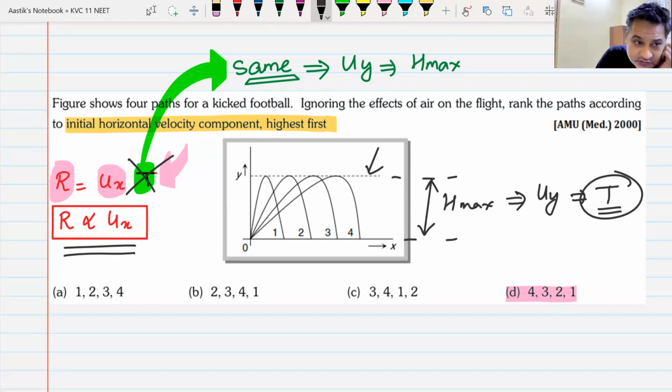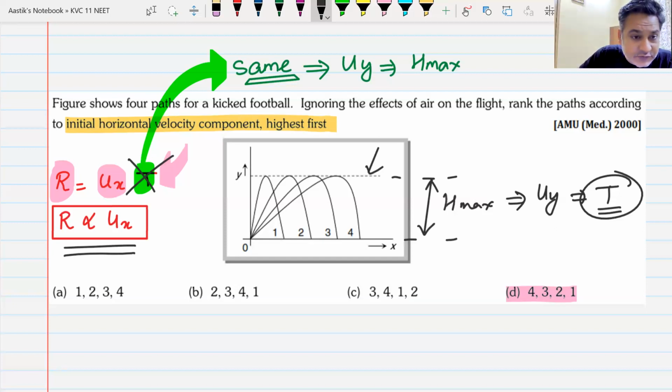Do we understand this, or has this gone above our head? You understand this? Okay. Please note this down, draw this diagram. Their maximum height is same, their time of flight is same, their uy is same, therefore range is directly proportional to ux, because they may ask you something else in this question with the same diagram. That time you should not fall short. Has everyone understood this?